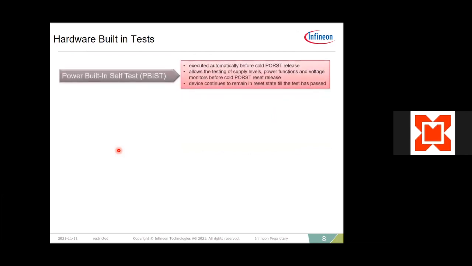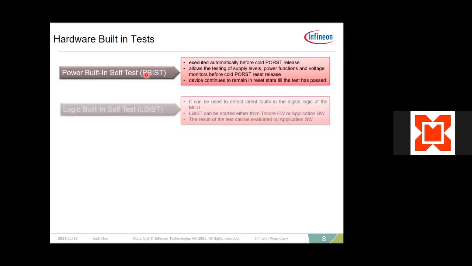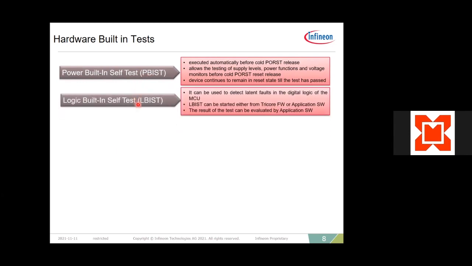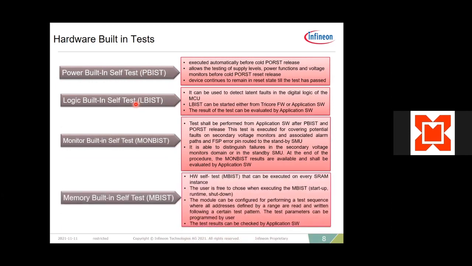Hardware built-in test: there are several built-in tests to detect the latent faults. The first is the power built-in self-test. This checks the monitor supplies, power functions and supply levels. It is executed on cold power on reset, and only when this test passes, the device will start. And there is the logic built-in test. With this test, the entire digital logic of the MCU is tested. And the monitor built-in test, here also secondary monitors are tested, and also the error pin is tested. Memory built-in test: all the SRAMs available in the system are tested for ECC errors.